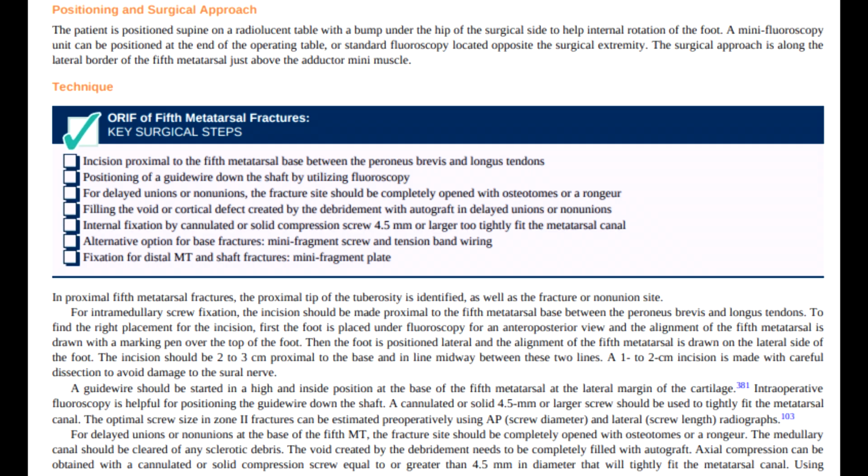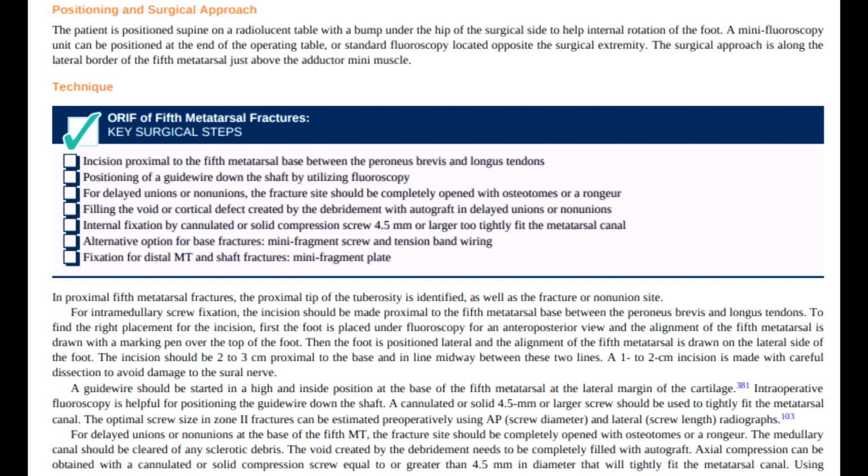The definitive fixation is then done with a cannulated or solid compression screw, typically 4.5 millimeters in diameter or larger, to snugly fill the medullary canal of the fifth metatarsal. As an alternative for base fractures, a many-fragment screw combined with a tension band construct can be used. For distal metatarsal and shaft fractures, a small fragment plate is often preferred. The text then details the technique in more depth.